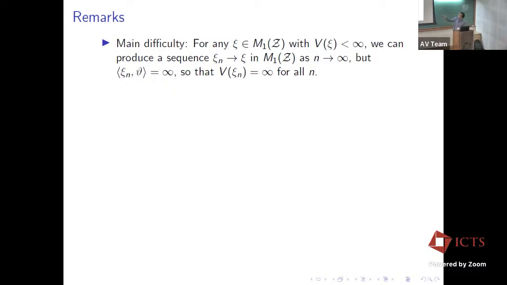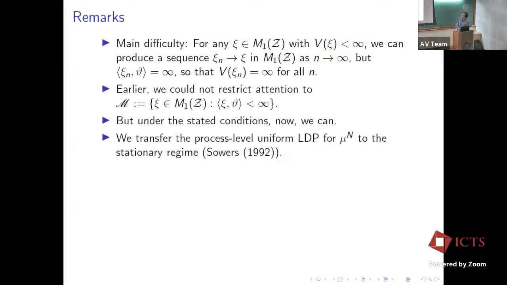So in the neighborhood of Xi, where V of Xi is finite, you have many measures and sequences approaching the Xi, where V of Xi n is always infinite. So you don't have continuity of the V function in this particular space, primarily because this space M1 of Z, because Z is countably infinite, is not locally compact. So that's the key issue here. Earlier, we could not restrict attention to the space of measures where the Z log Z mean is finite. But thanks to the rates decaying, you can essentially restrict attention to only those measures which have the Z log Z mean finite.